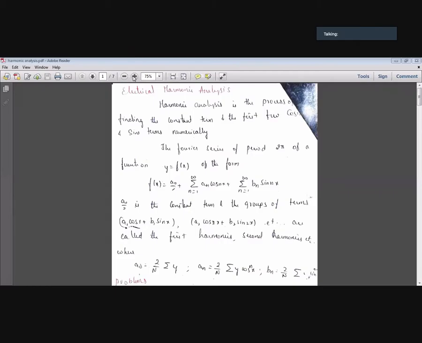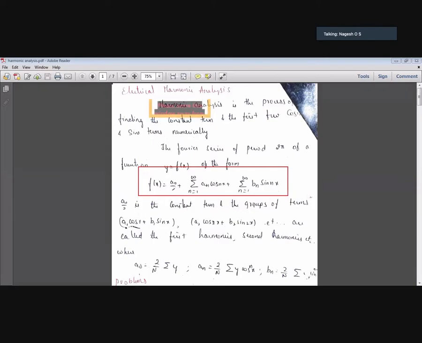See, practical harmonic analysis is the process of finding the constant terms. Constant terms means A0, A1, B1, A2, B2 like this, and the first few cosine and sine terms numerically. Okay, first few cosine and sine terms numerically. The Fourier series of period 2 pi of a function y equal to, this is the Fourier series. We know that, we did many problems. This is the Fourier series.